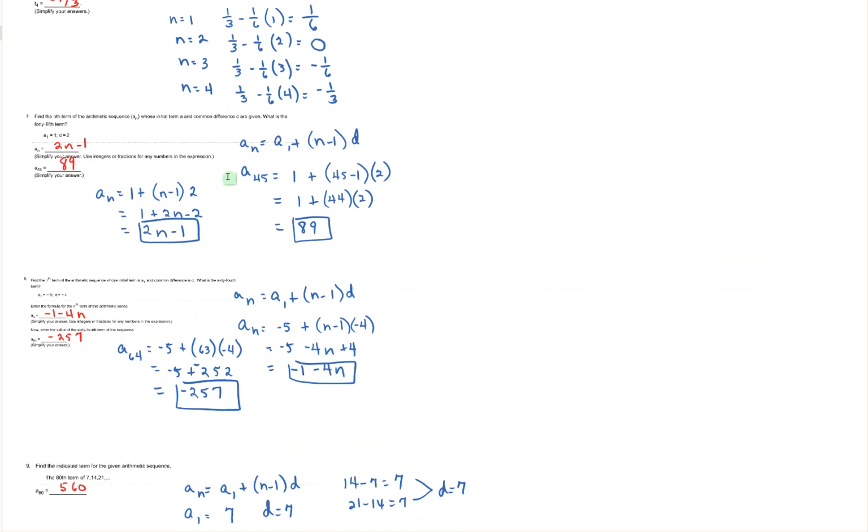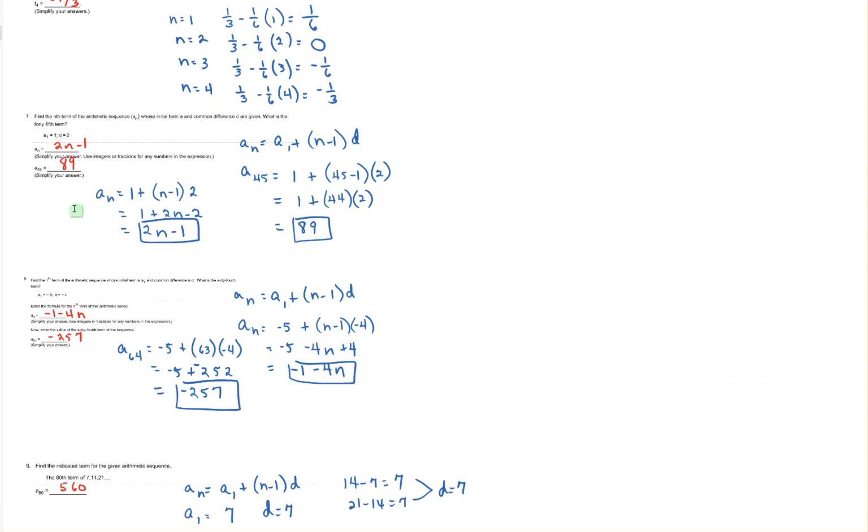All right, number 7. Number 7 says you've got an a sub 1 of 1 and a common difference of 2. What is the 45th term? So here's your general formula. I wrote it out again. And then a sub 45 is 1 plus 45 minus 1, which is 44, times the common difference. So that's 1 plus 88 would be 89.